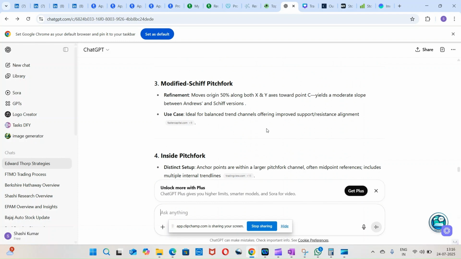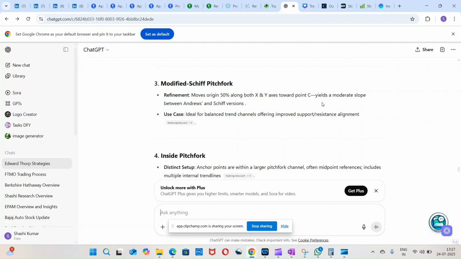Okay, then we have the modified Schiff pitchfork. This moves the origin 50% along both the x and y axes towards point C. It yields a moderate slope between the Andrews and Schiff versions. This is ideal for balanced trend channels, offering improved support and resistance alignment. So the origin is moved 50% along x and y towards point C. So A, B, C, right? The origin, which is this A, is moved 50% both in x and y towards point C.